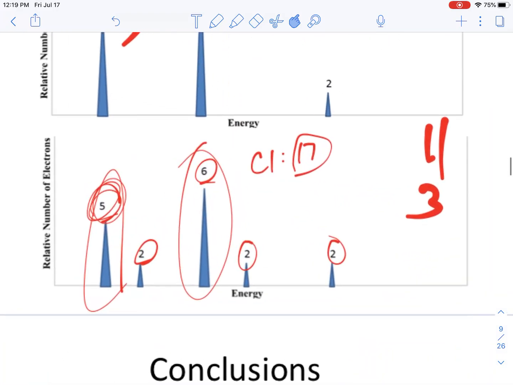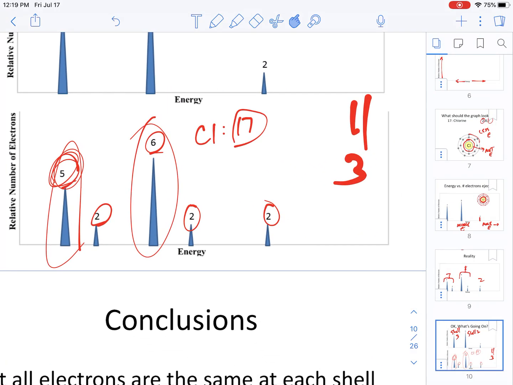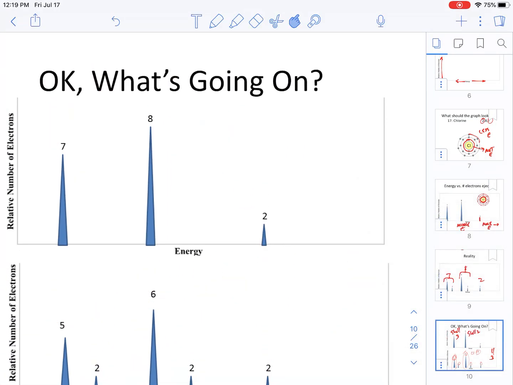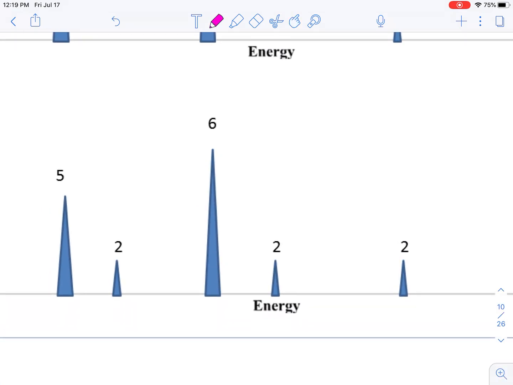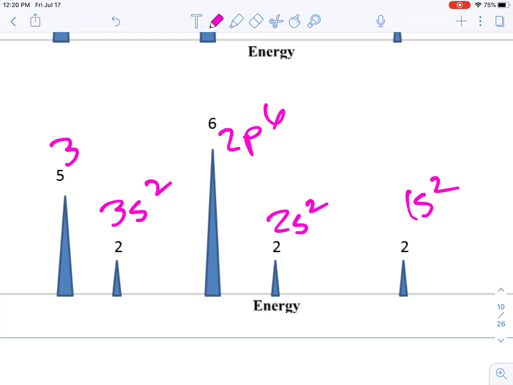which again makes sense and is justified if we check out what is going on in its photoelectron spectroscopy arrangement here. We've got 1s2, 2s2, 2p6, 3s2.